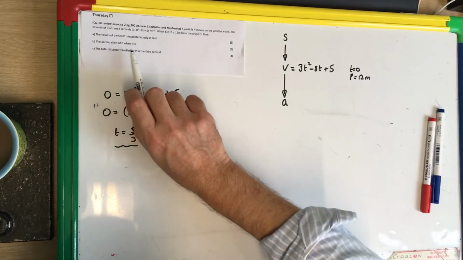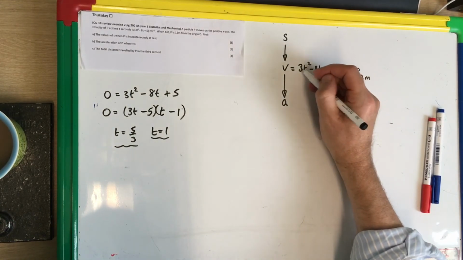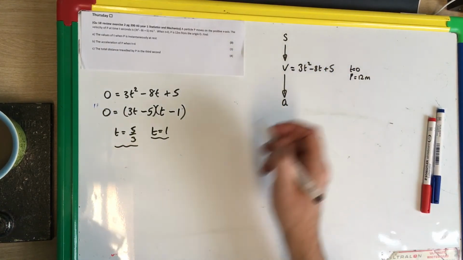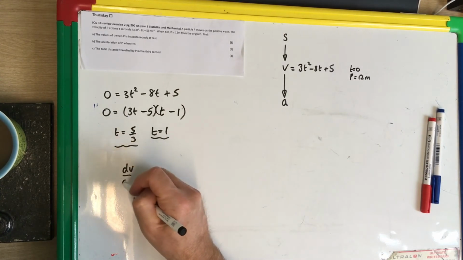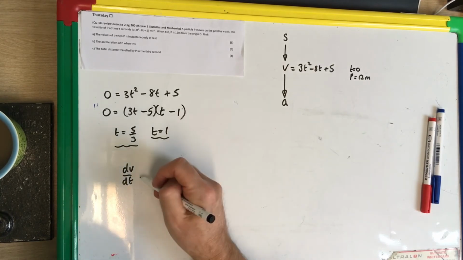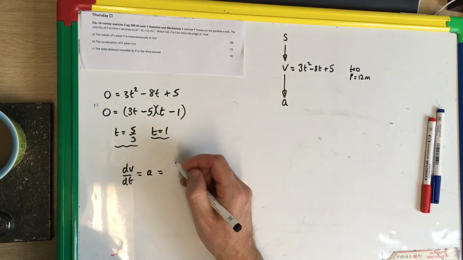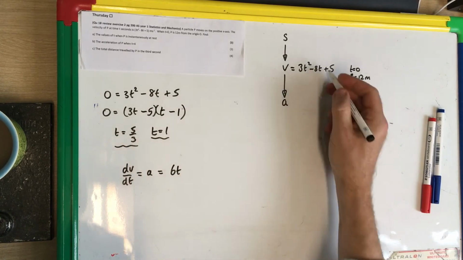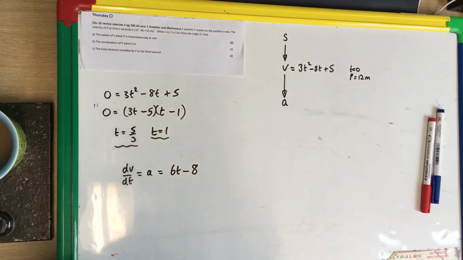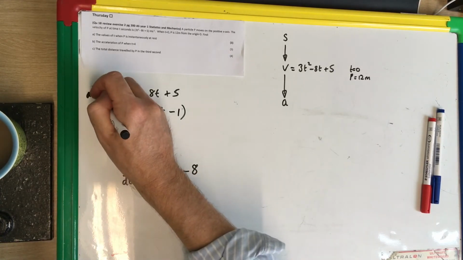The acceleration of P when t is 4. So acceleration we've got to differentiate down. So dv by dt, the change of velocity in time, is the acceleration, which is equal to times by the power, take 1 off the power. So 6t minus 8. So that's the acceleration. And we want the acceleration when t is 4. So when t is 4, that's part A, B.